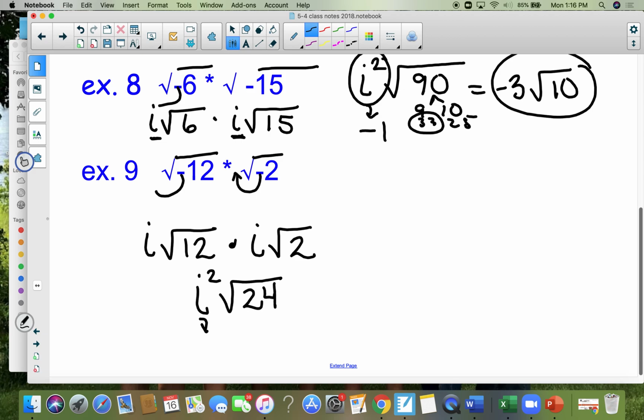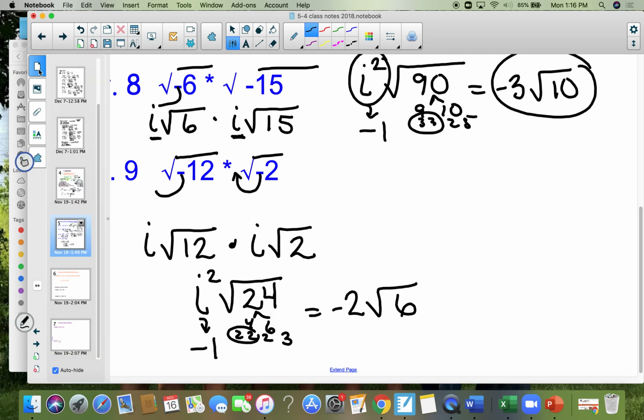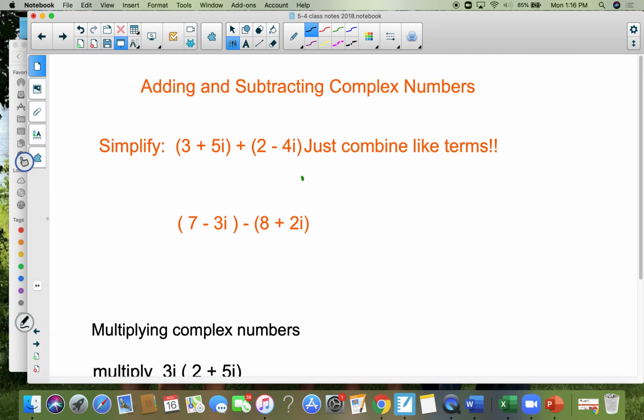My chart says that i squared is a negative 1, and 24 is made up of 4 times 6, which is 2, 2, 2, and 3. The 2 can come out to join the negative 1, which ends up being a negative 2 root 6. Final answer. Okay, the next part, we're going to learn how to add and subtract complex numbers.